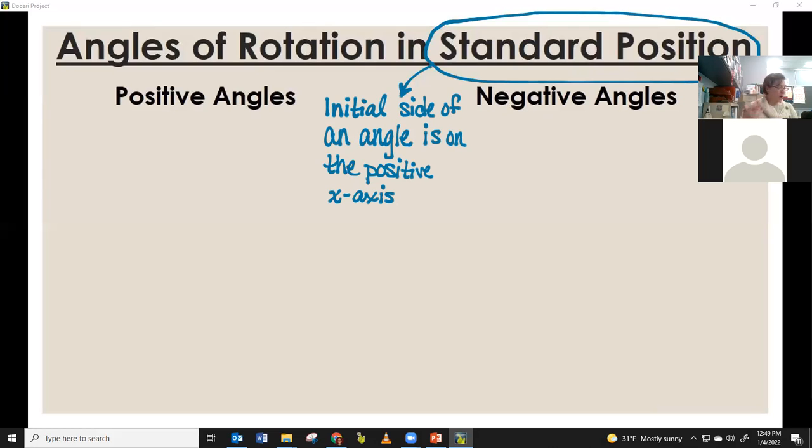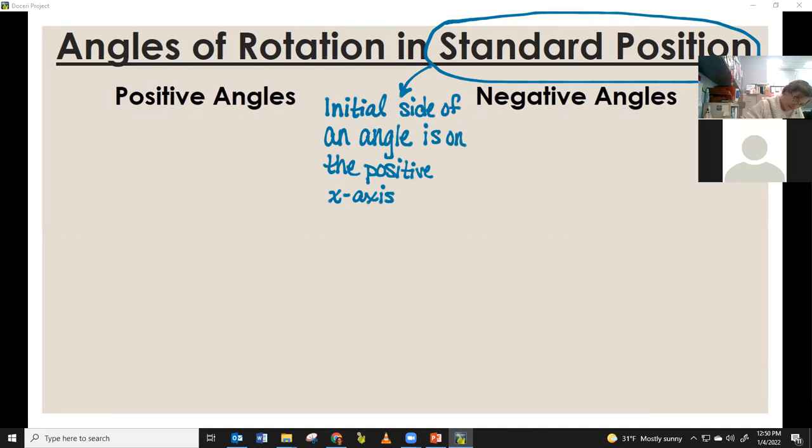Okay, so when we talk about angles, if we measure an angle in the counterclockwise direction, so starting on the positive x-axis and then rotating in a counterclockwise direction, we call that a positive angle. And if we start on the positive x-axis, so standard position, and we rotate in a clockwise direction until we get to our terminal side, that we describe as a negative angle.